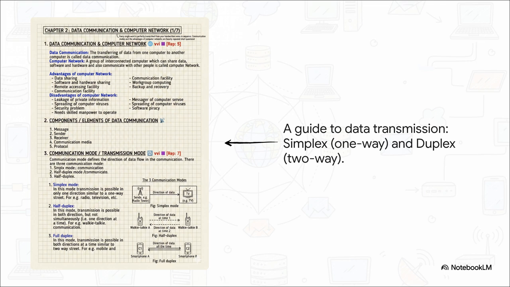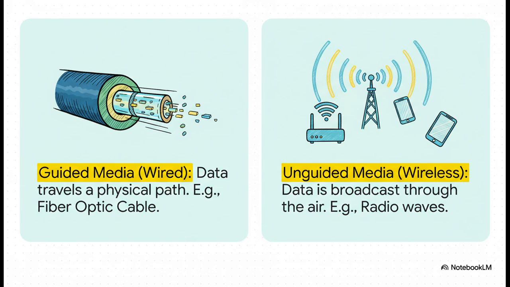It's like a phone call, where we can both talk and listen at the same time. So the data has a direction, but what does it actually travel on? It's got to have a highway. And there are basically 2 types. You've got guided media, that's the wired physical stuff you can actually touch, like Ethernet cables or the fiber optic lines under our streets. And then there's unguided media, which is wireless.